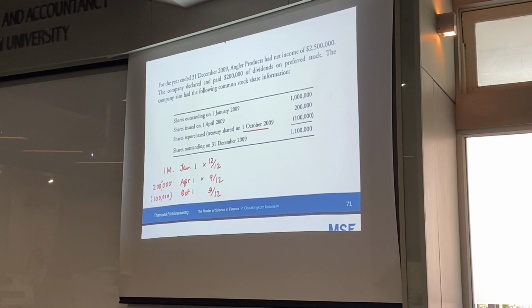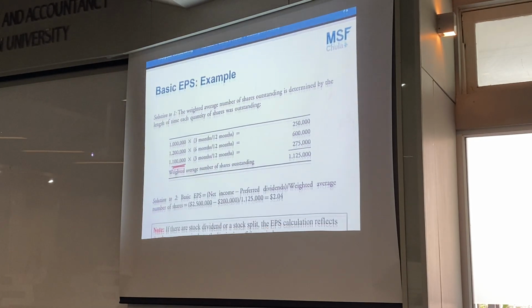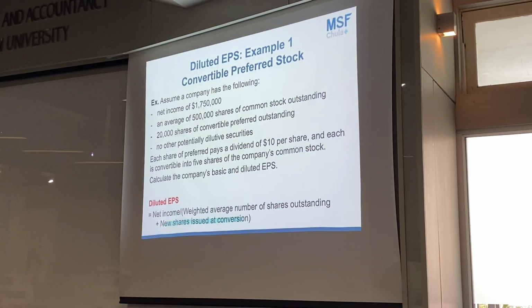So on the first million, you apply 12 months, and then on the 200,000, this is issued on April 1st, you just multiply by 9 months, and then October 1st, that's one, you just multiply by 3 months, so that's the weighted average number of shares outstanding. And then we calculate the diluted EPS of the convertible preferred stock.